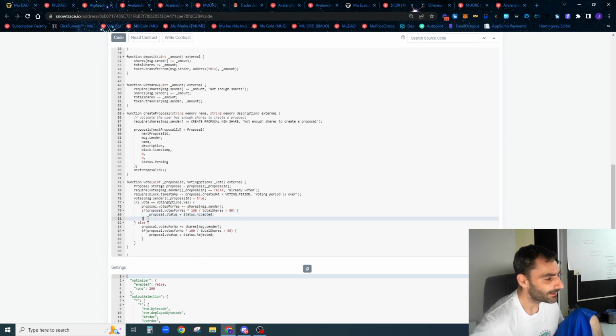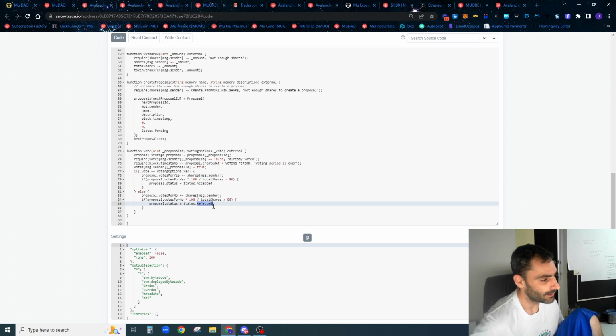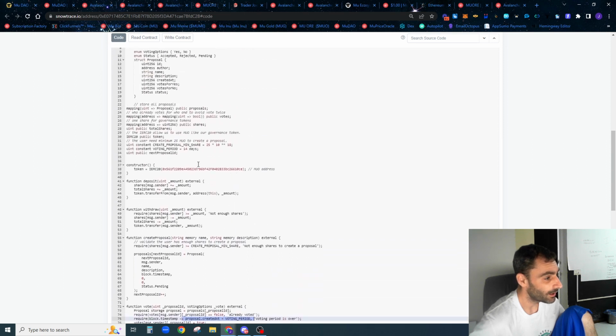Okay, so we can see right here in the logic, if proposal votes for no times 100 divided by total shares is greater than 50, then it's actually rejected, all right? So what does that mean? That just means as soon as a proposal gets more, so we can see that there's a voting period, all right? And that voting period, I believe, was 14 days. So there's actually a voting period of 14 days.